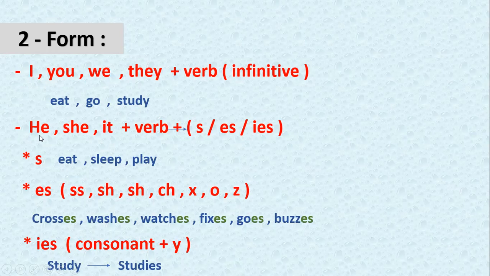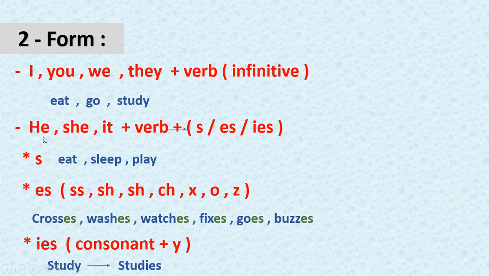And with the third person, he, she, or it, we add to the verb the plural addings, you know, like the plural. When we get the plural form of any word, we add s, es, or ies. Here it's the same. We add to the verb s, es, or ies. Okay, let's start with es. When do we add es to the verb? Of course, we add es to the verb when we use it with he, she, or it.